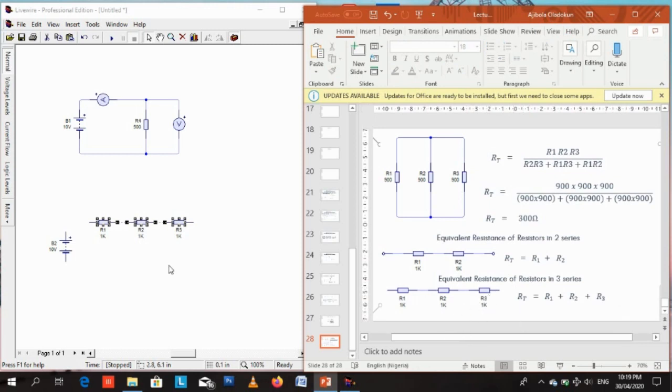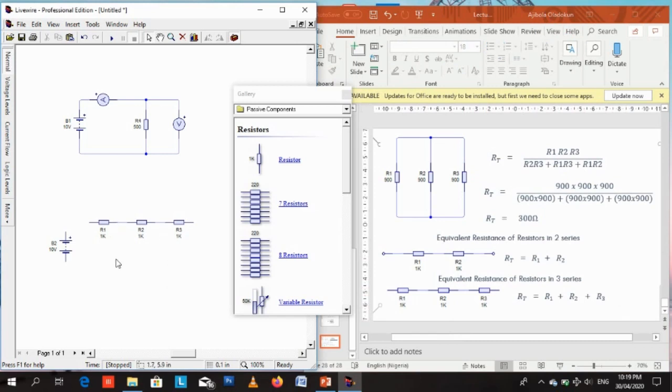So series resistors are easy. It's easy to obtain the equivalent resistance or total resistance of resistors in series. So connect the positive to one end, and then the other end, the last terminal of R3, connect it to the negative terminal. So this is how to connect a voltage supply across three resistors in series.